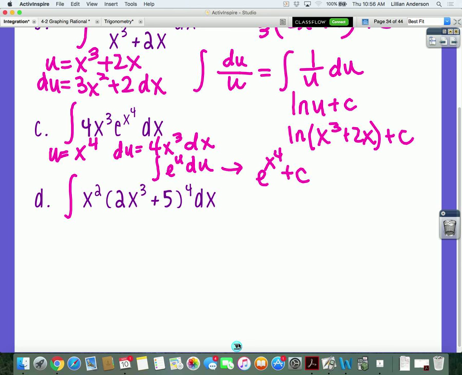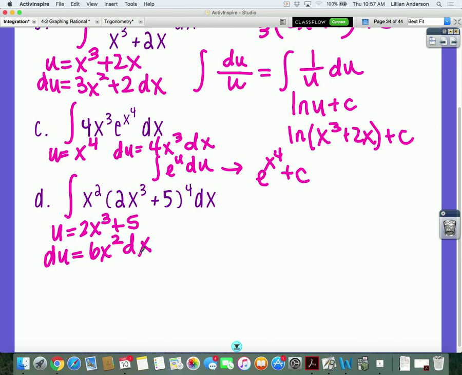Number 4 still does a substitution, but it's a little bit different. Okay? What are we going to make u? 2x^3 with the plus 5? Yes. When we take the derivative of that, what do we get? 6x^2. Now we're running into an issue here, because back in my original problem, I don't have a 6x squared, I just have x squared. But you can readjust this so that you just have x squared dx.